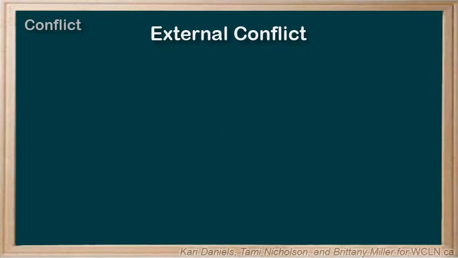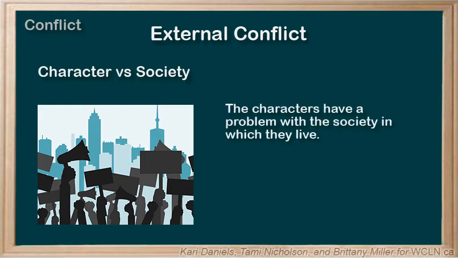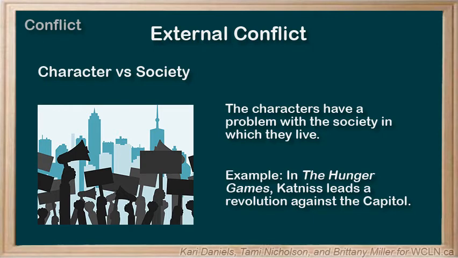The third type of external conflict is character versus society. This type of conflict occurs when the characters have a problem with the society in which they live. This can include conflict with the laws, beliefs, and even gossip in the society. Usually, the characters are fighting against social traditions or rules or injustice. Think of the Hunger Games where Katniss Everdeen leads a revolution against the Capitol and all that it stands for.